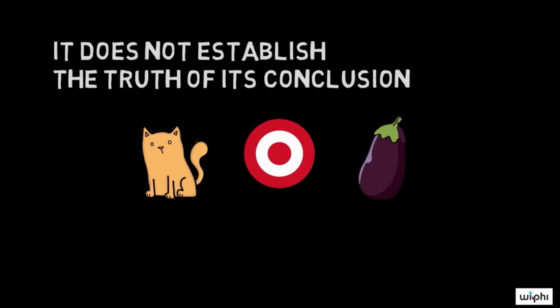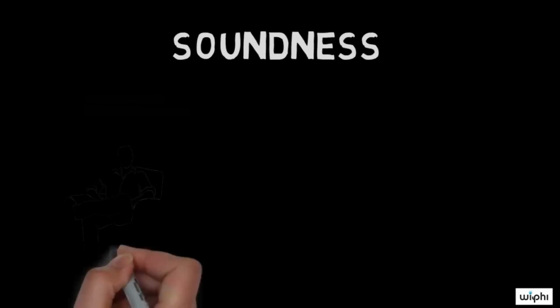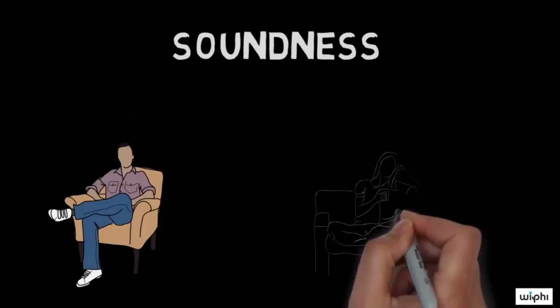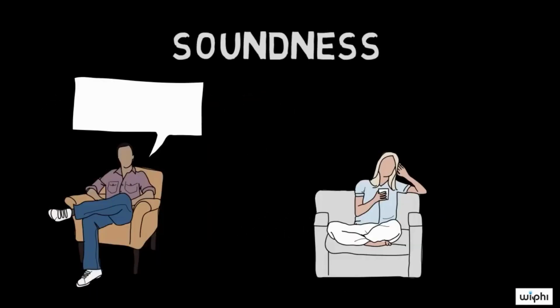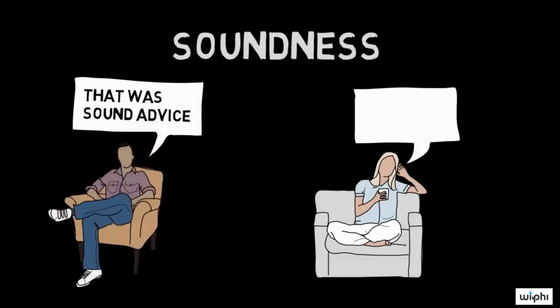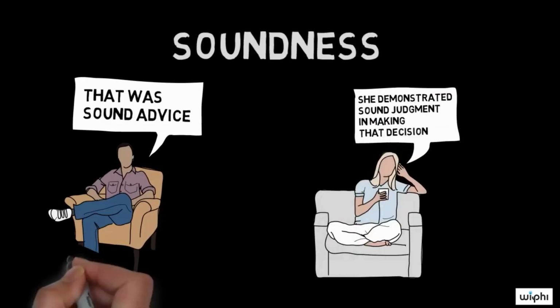Since the goal of an argument is usually to show that some conclusion is true, we usually want arguments that are more than just valid. This is where the notion of soundness comes in. Soundness is a technical notion in philosophy. What philosophers mean by sound is a bit different than what people ordinarily mean when they say things like, "That was sound advice," or "She demonstrated sound judgment in making that decision."